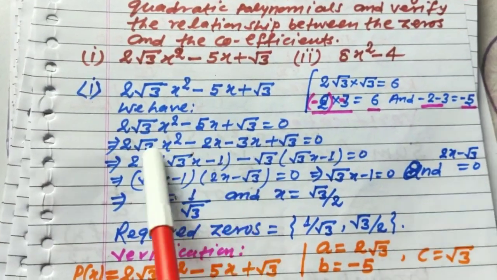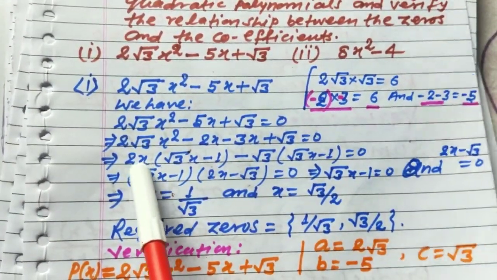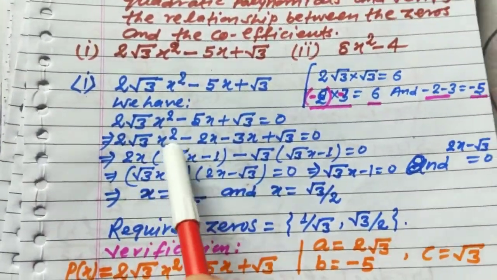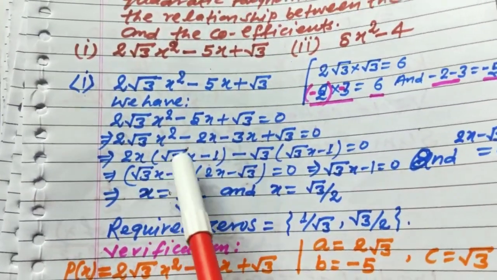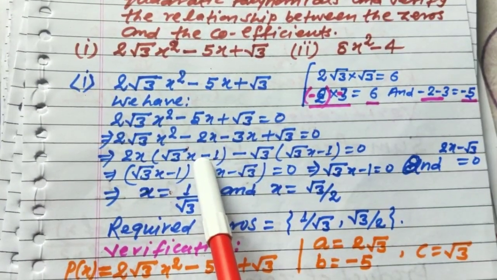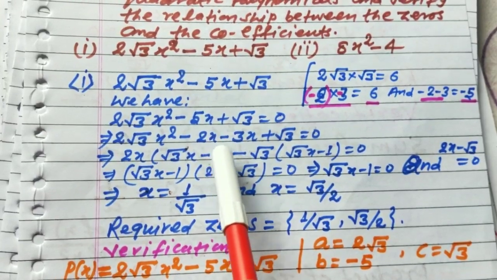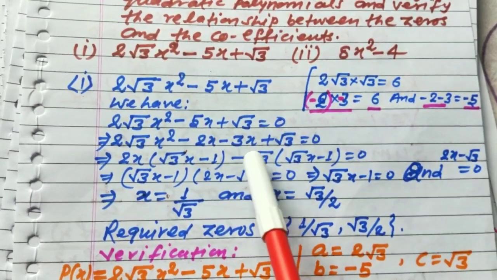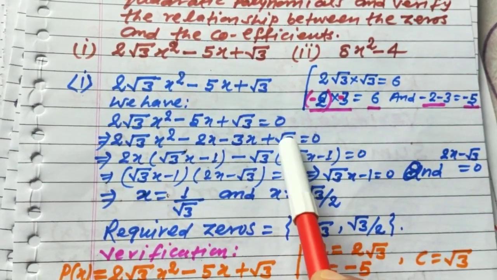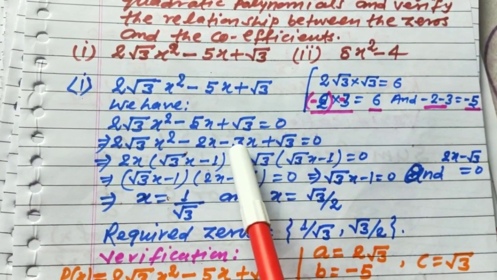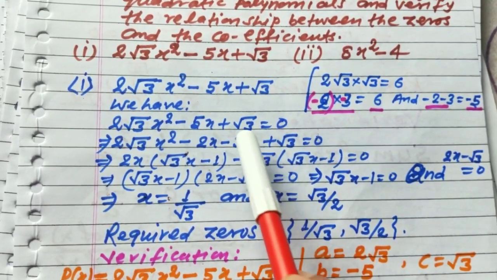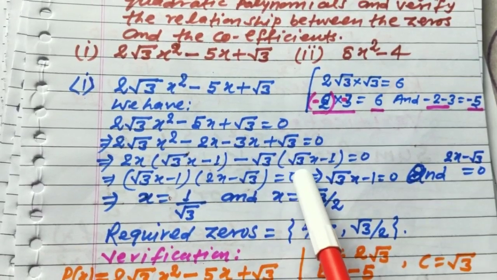Now in these two terms 2x is common, so 2x is common, then √3x is left here and 1 is left here. And in these two terms √3 is common, so dividing by √3, √3 will be left.